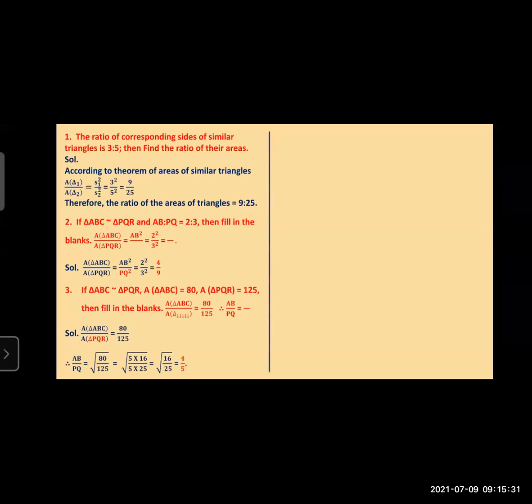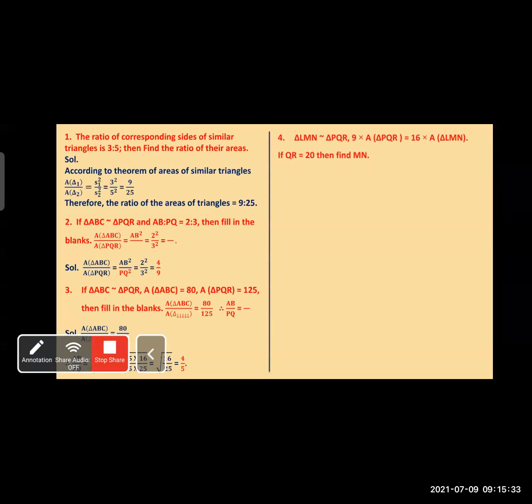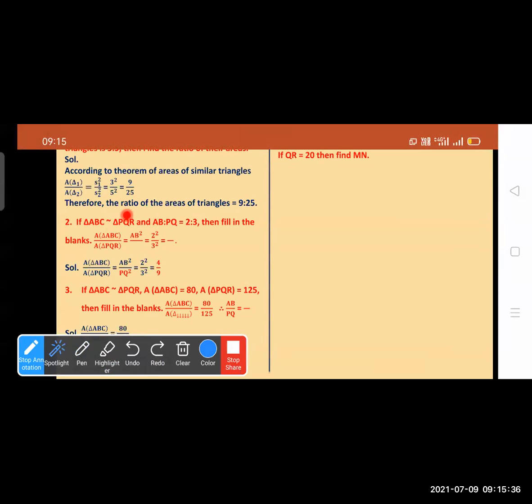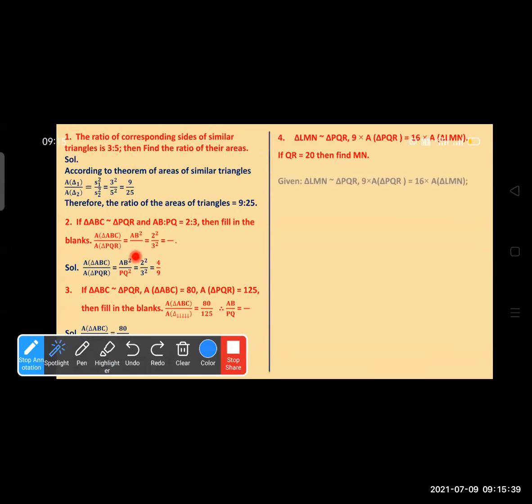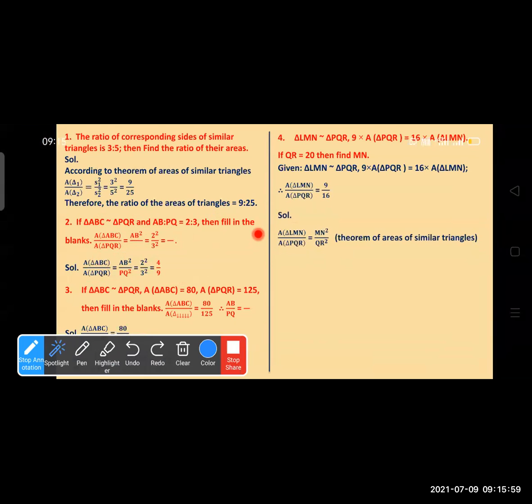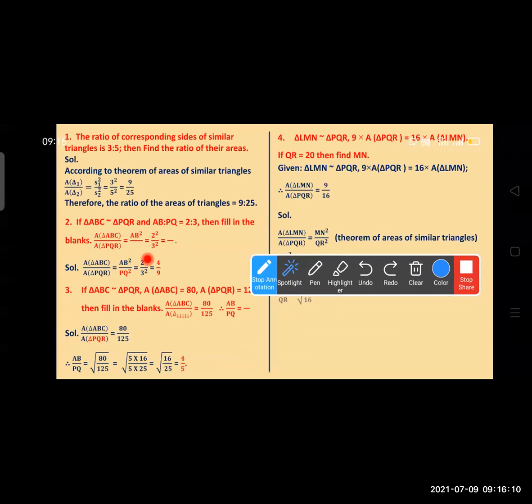So here we directly apply the theorem, that is the area of triangle ABC to the area of triangle PQR. So here we write AB square by, what will come here? PQ square. So here we fill PQ square and their values are given, 2 by 3. So here we write 2 square by 3 square, and 2 square is 4 and 3 square is 9. So in a simple way, we write the ratio of area of triangle ABC to the area of triangle PQR is equal to 4:9. Okay. Now the third question.